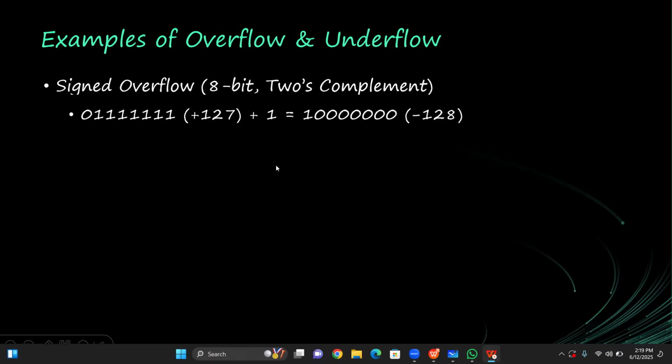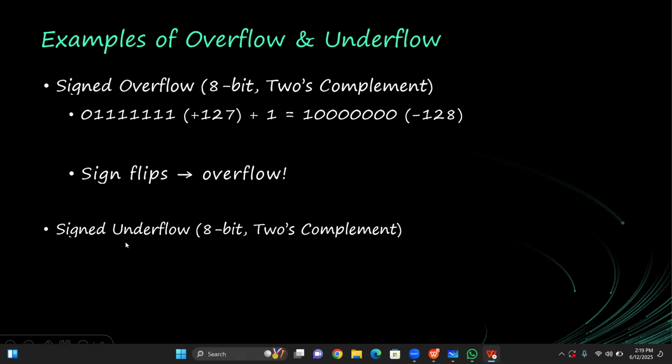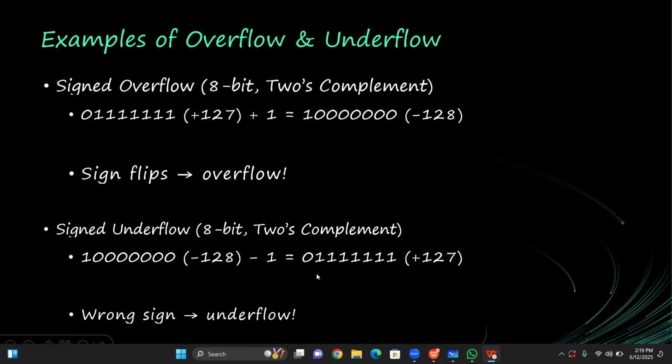Okay, so for signed overflow, when you say 127 plus 1, it will give you 128. Signed 8 bits can only take from minus 128 to plus 127. So you cannot store positive 128. You cannot store it. So you can see that it gave us something different. So it cannot store it, so there will be an overflow here. The sign flips, which is an overflow, and then for signed underflow, it would give you a wrong sign.